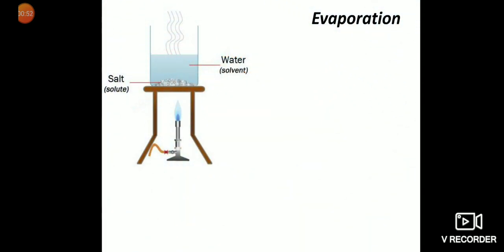In this picture you are seeing that salt water is taken, and it is being heated by the burner. When it is heated, the water evaporates and changes into water vapor, and the salt, that is the impurity, is left as a residue at the bottom of the container. So in this process water can be separated from the impurities.